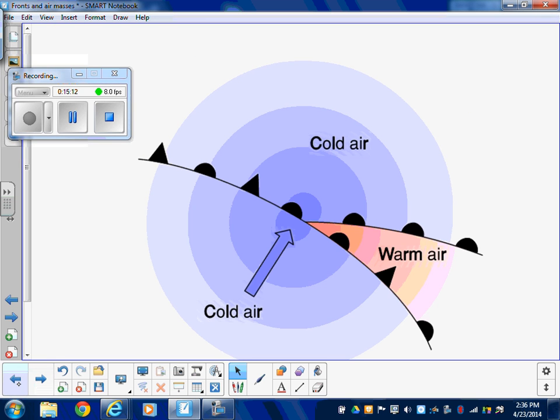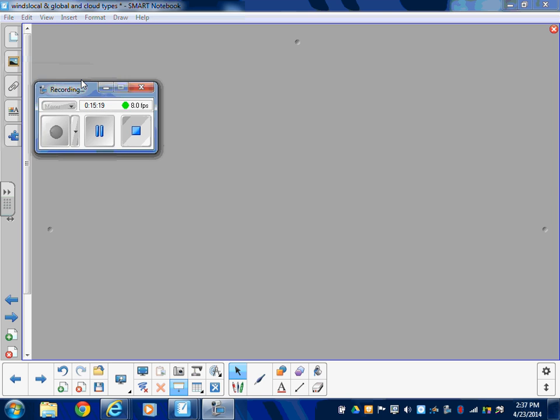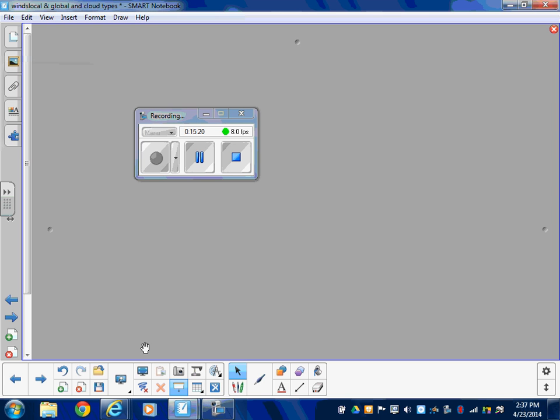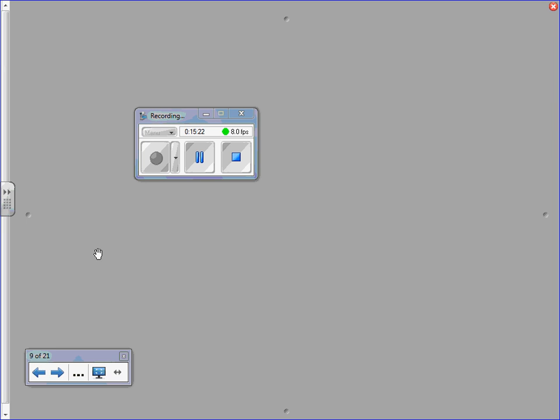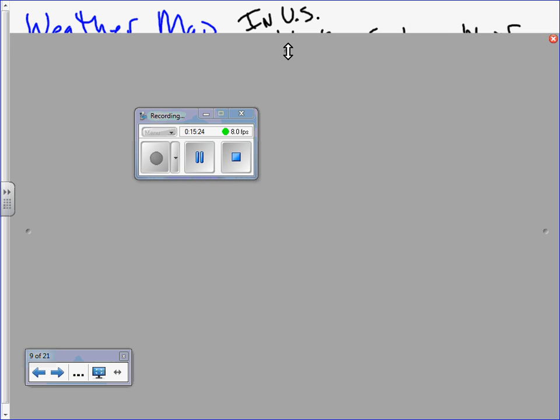Let's go back here for a minute. That's when it's warm outside, but then it's raining. So taking a quick look at our types of weather and fronts associated with it.